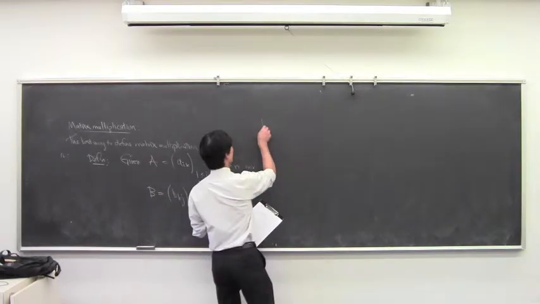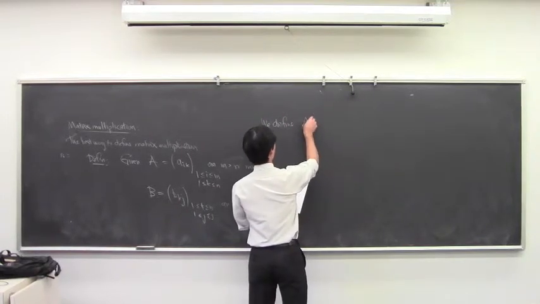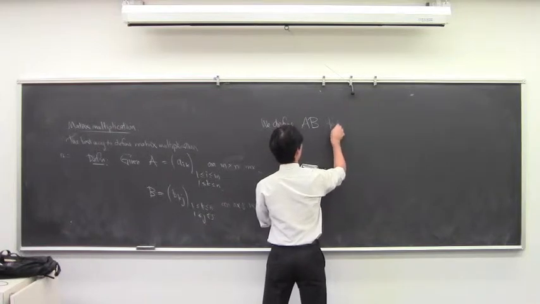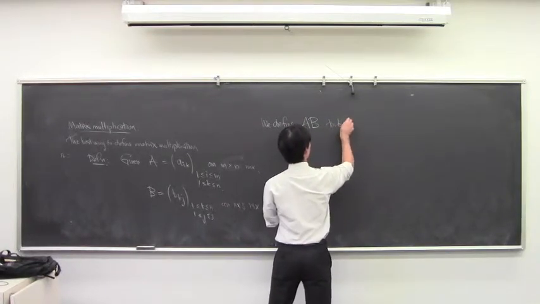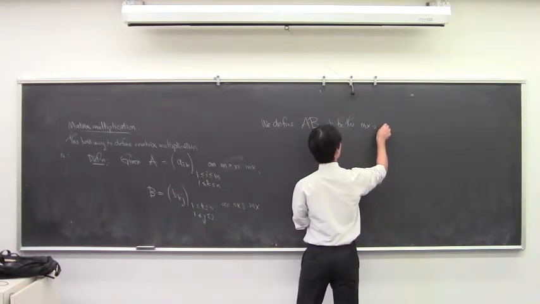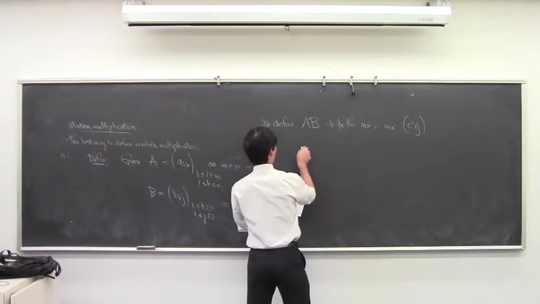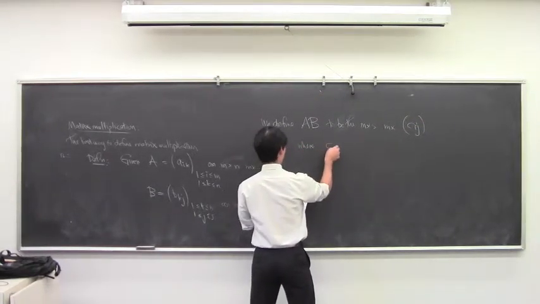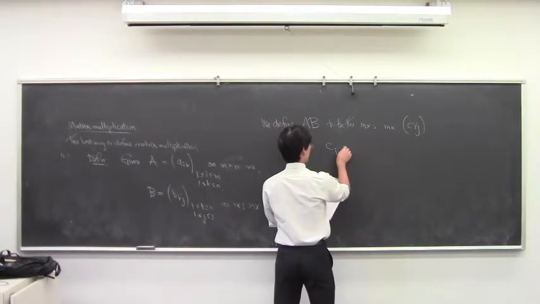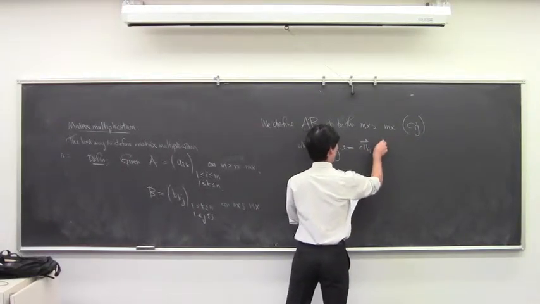Then we define AB to be the m by s matrix Cij, where the ijth entry Cij is the ith row of A dot the jth column of B.